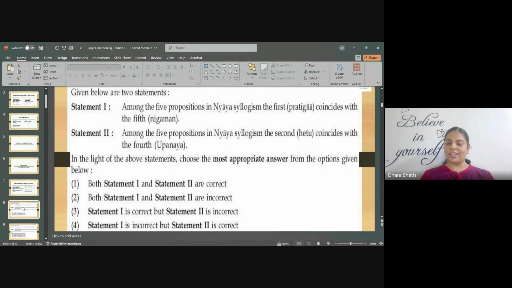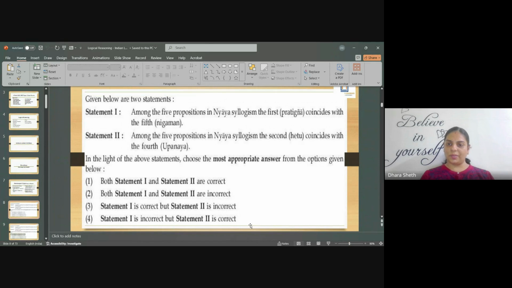Based on this, a question has been asked. Among the 5 propositions in Nyaya syllogism, we don't have parallels for it in English, so we call it Nyaya syllogism just to differentiate, or Indian logic system. The first, pratigya, coincides with the 5th, nigaman. That is, they both are similar. Second statement, among the 5 propositions in Nyaya syllogism, the hetu, the second, coincides with the 4th, upanay.